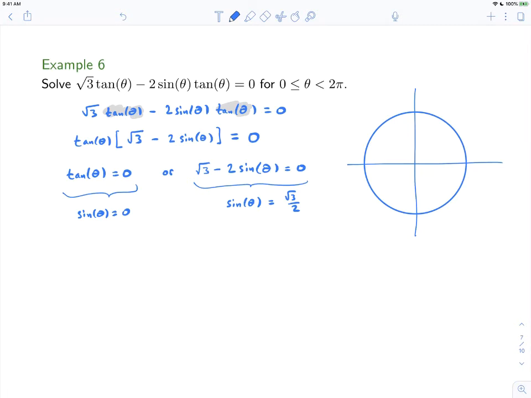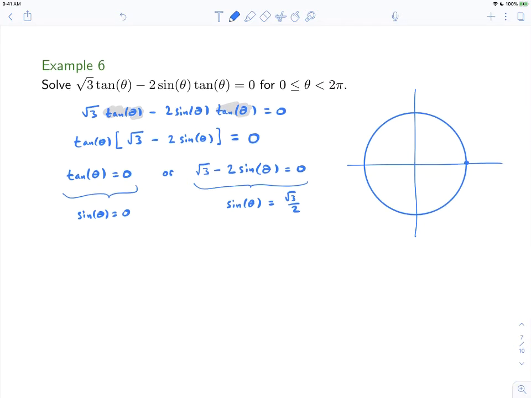Sine of theta equals 0. Sine is the y-coordinate. So the only way the y-coordinate is 0 is if you're as far to the right as you can be or as far to the left as you can be. So if you're as far to the right as you can be, that's the angle 0. So let's write that just so it's clear. That's theta equals 0 there. Now if you are as far to the left as possible, that's half of a rotation. So that's pi radians, or 180 degrees.